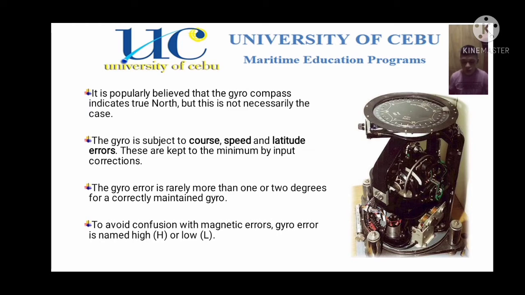So to avoid confusion with magnetic errors, gyro error is named high (H) or low (L). The magnetic error, as we all know, is the deviation or variation. So that applies to variation and deviation, while our gyro compass is different because it could be confusing. The gyro error is named H for high and L for low.